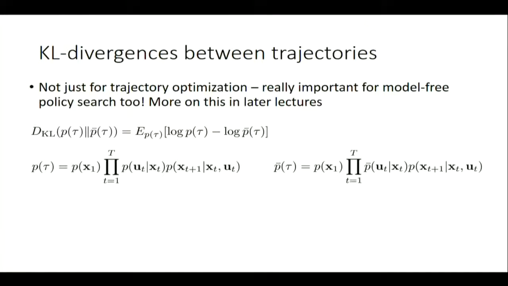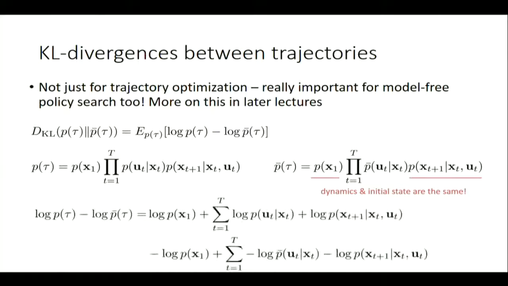But before we do that, let's look at the definition of P bar tau. P bar tau is almost exactly the same as P tau, because the only thing that changed between the previous controller and the new one is the controller itself, the u given x. The dynamics and the initial state distribution don't change because we don't get to pick those. Those are set by nature. So P bar tau is exactly the same as P tau except for this term. And that's going to be very important for what we're going to do next. So we're going to plug these in. For now, I'll just omit the expectation. I'm just going to write out log P tau minus log P bar tau.